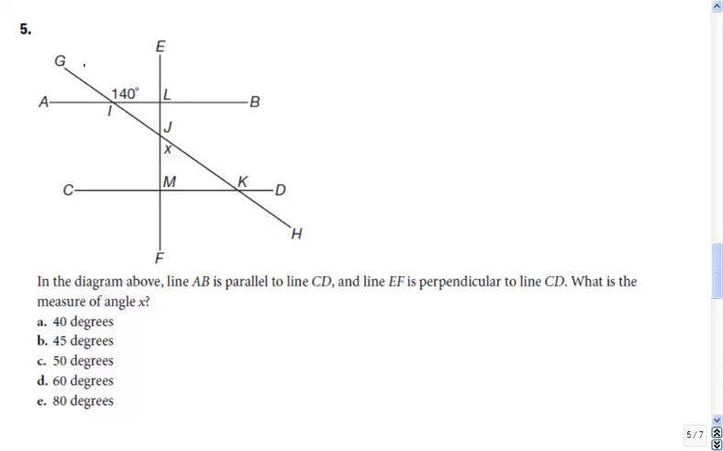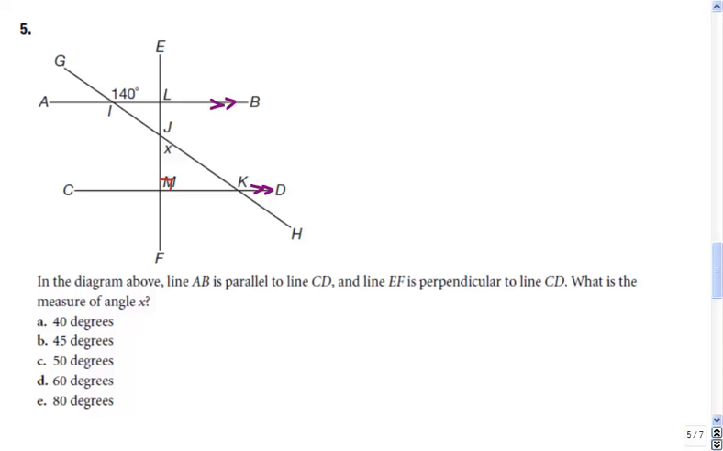Let's go for it. Number 5. In the diagram above, line AB is parallel to line CD. AB is parallel to CD. Line EF is perpendicular to line CD. EF, this one here, is perpendicular to CD. What is the measure of angle X? Five options as usual: 40, 45, 50, 60, 80.